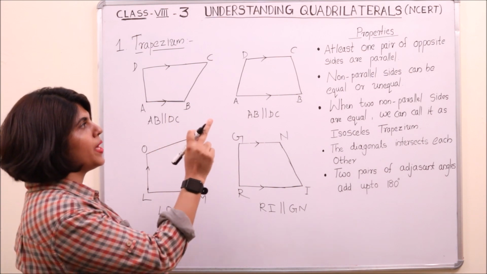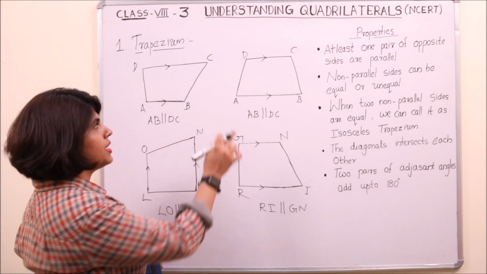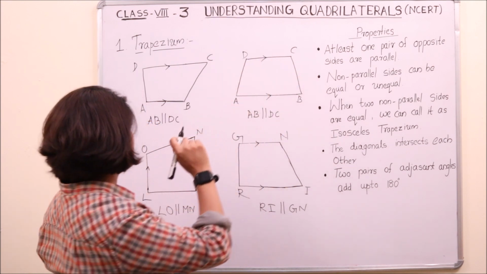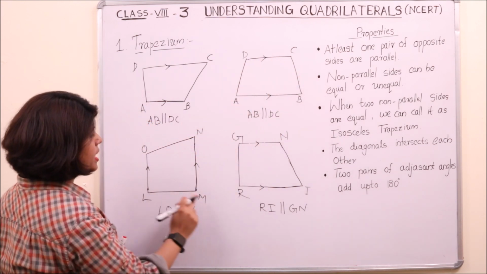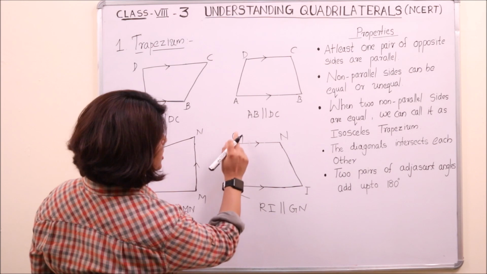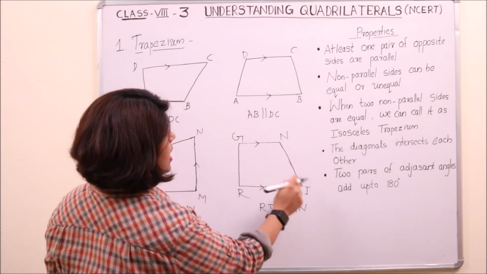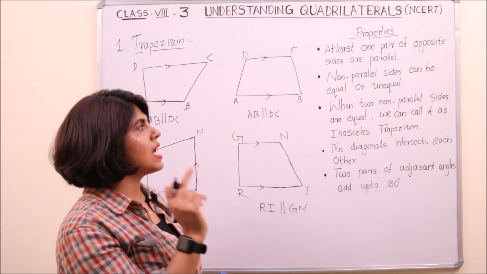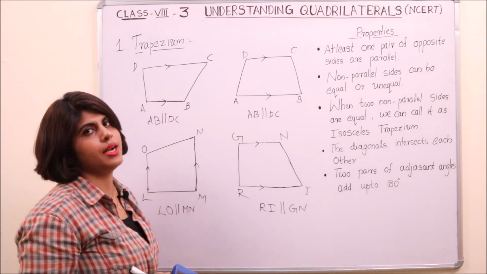So the first one is clear: at least one pair of sides are parallel. Here these two, AD and CB, are not parallel. Here ON and LM are not parallel. RG and NI are not parallel. Then the second one: non-parallel sides can be equal or unequal.